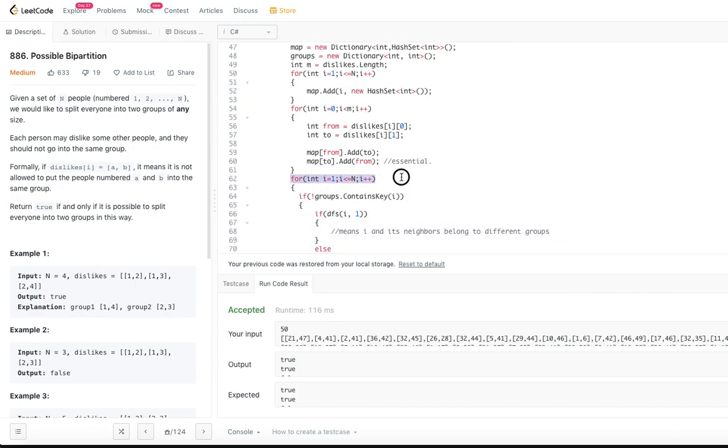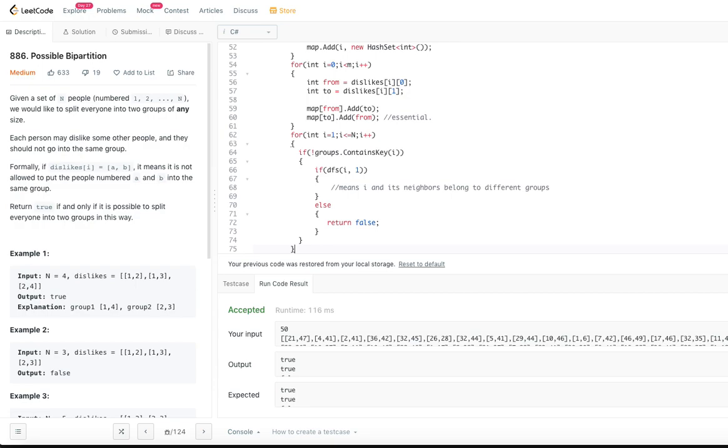for i equal to 1 to n, basically the persons are numbered from 1 to n, right? So that's why we are starting with 1 and going less than or equal to n, not from 0 like we start in regular ways. So now what we are saying is if groups doesn't contain i, that means somebody is not assigned a group, then only we will go. So if person 1, is he assigned a group? No. Then only we will enter. If he is already assigned to a group, we don't have to worry.